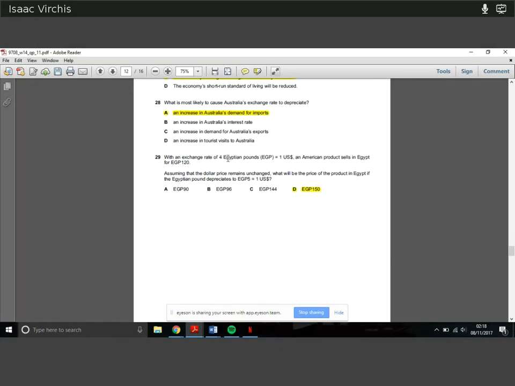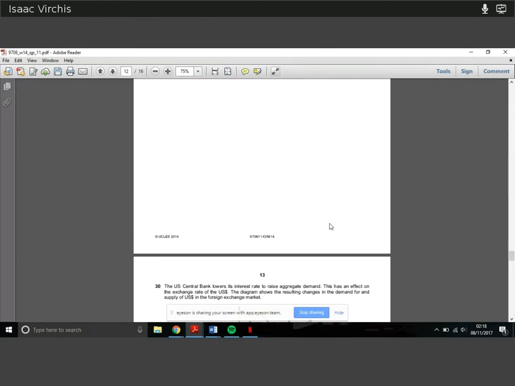Question 29. With an exchange rate of 4 Egyptian pounds to 1 US dollar, an American product sells in Egypt for 120. Assuming all else is unchanged, what happens if the Egyptian pound depreciates to 5 to a dollar? Well, it used to sell for 120 at 4 Egyptian pounds to the dollar. How much was it in dollars? Well, 4 times 30 is 120, so we know it costs $30. Now we've got 5, so if it was $30 and each dollar is worth 5 Egyptian pounds, it's going to be 150. Simple math on exchange rates.